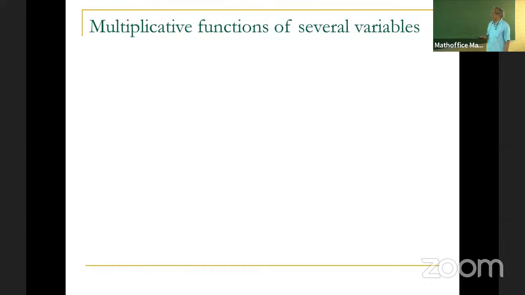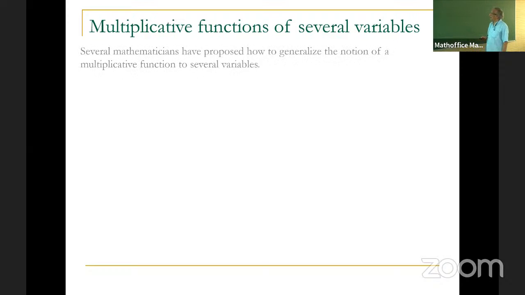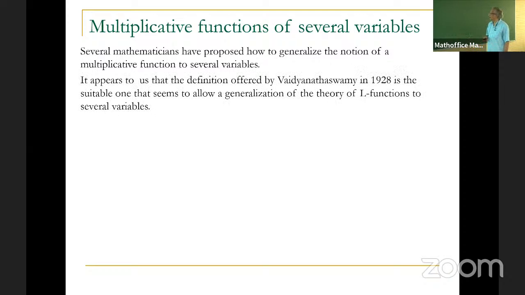Now, the first person who seems to have started this theory is Vaidyanatha Swami. Several mathematicians have proposed how to generalize the notion of a multiplicative function to several variables. But it seems that in 1928, Vaidyanatha Swami is the one who first came up with the correct definition. What I say is correct is the definition that's conceptually powerful and allows for generalization. So how do you generalize a multiplicative function to several variables? Do you say, I fix one variable, it should be multiplicative in the other, and I fix this variable, and it should be multiplicative in that sense? People did that, and that's the wrong way to do it. And it seems that Vaidyanatha Swami came up with the right idea.